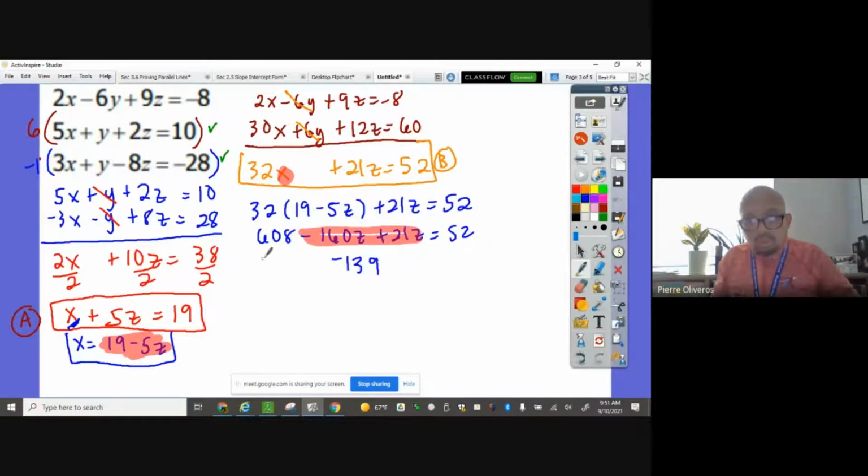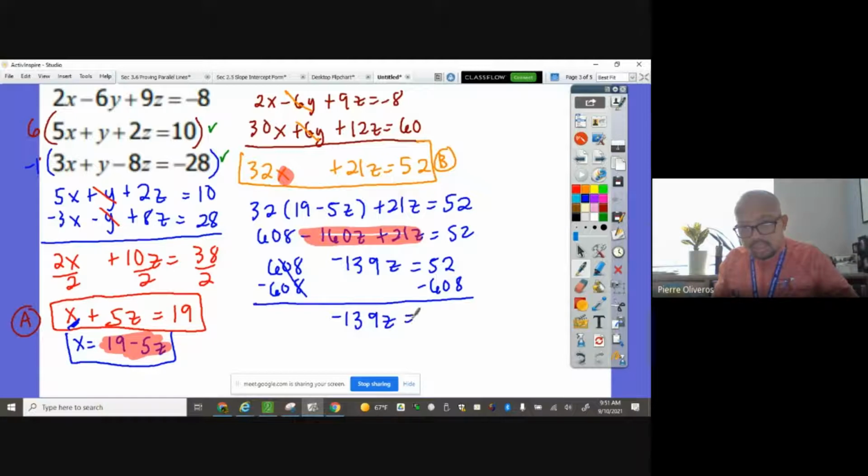And then I'm going to have the z there, 52 here, and 608 here. I'm going to move the 608 to the other side, subtract 608 here. Cancel this out. Negative 139z is equal to, so 52 minus 608, it's going to be negative 556. Divide them all by negative 139. Z is equal to 4.